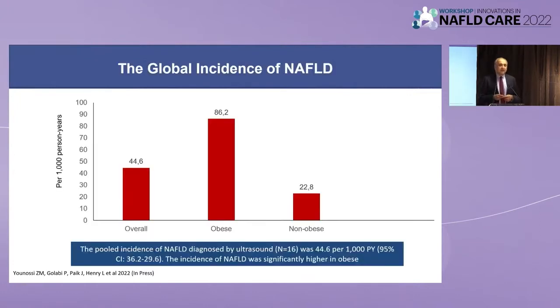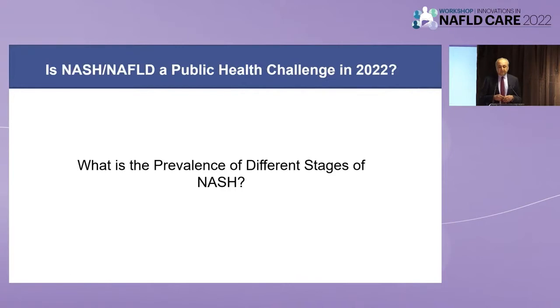Incidence data for NAFLD is very, very hard to come by. This is the most updated data. The incidence is about 44 to 45 per 1,000 person-years, almost twice as much in the obese population, and about half as much in the non-obese population, about 22 per 1,000.